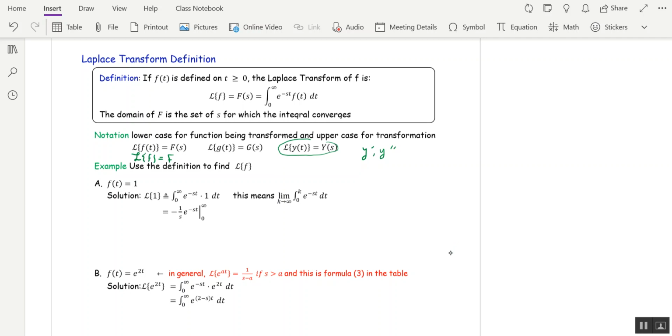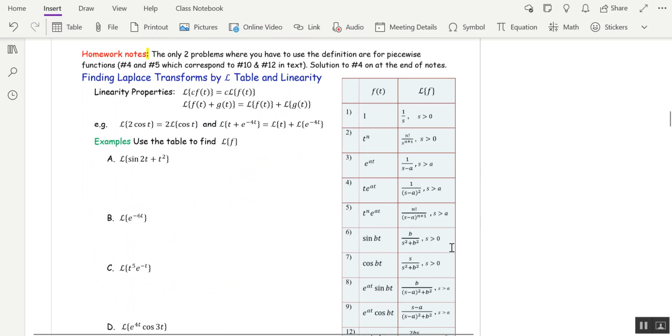So let's use the definition to find three Laplace transforms. The first two come from your table. If you look in your table, the first formula is L of 1 is 1 over s. So that should be our answer. And let me show you how to read that table while we're here.